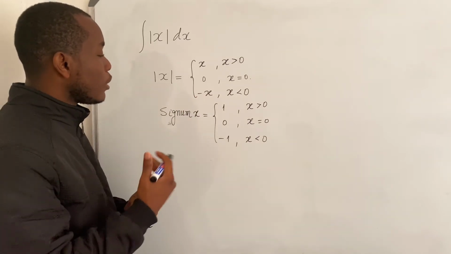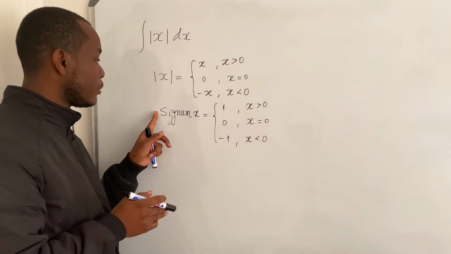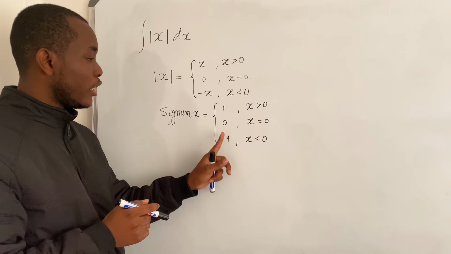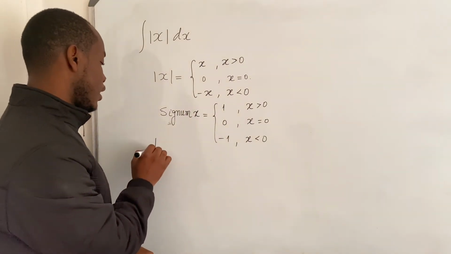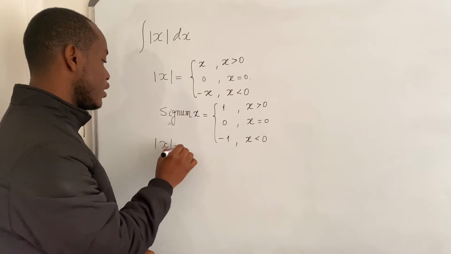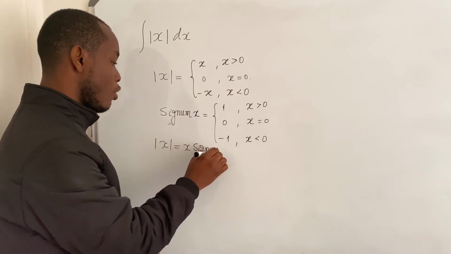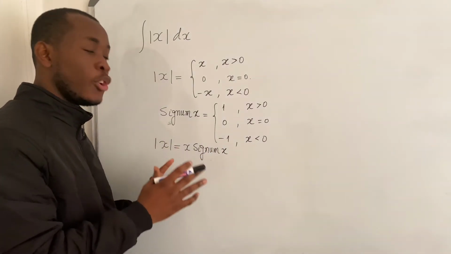So what will happen if I multiply this expression by x? Obviously, if I multiply this expression by x, I'm going to have x here. This will still be 0, and here will be minus x, the same as this one. So we can say that the absolute value of x is the same as x times the signum function of x. Not a problem.